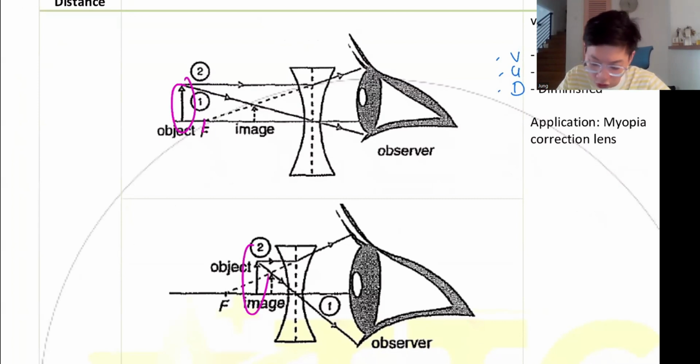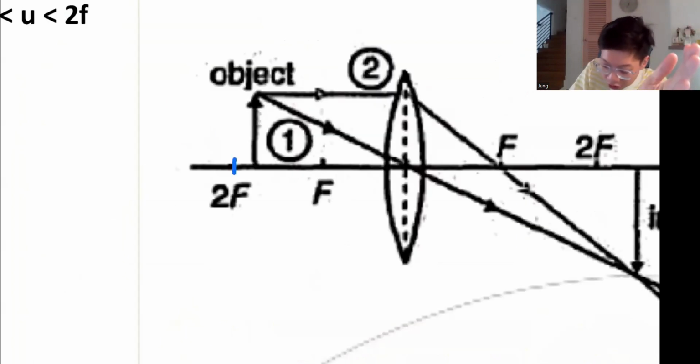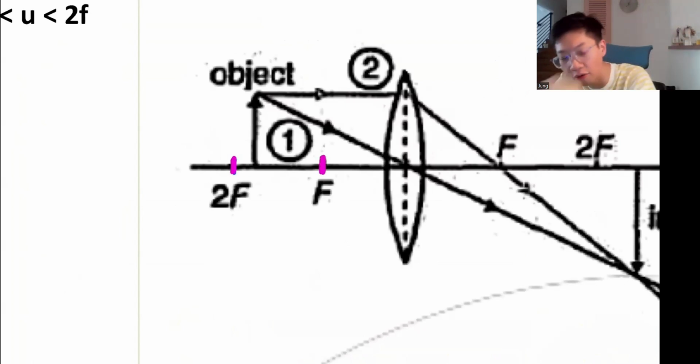Now your turn. But if I give you a convex lens, the object is between 2F and F now. Can you guys tell me, for the convex lens on the left hand side that you drew just now, what is the 3 alphabet that is between 2F and F?